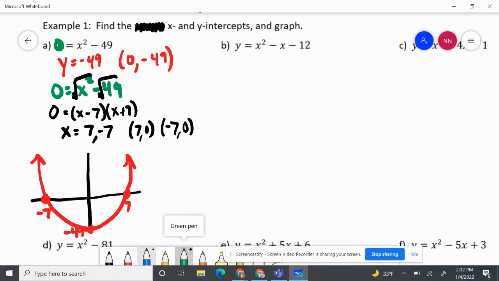Let's look at the next one. For the next one, once again, I'm going to start off with my y-intercept. And my y-intercept is when I plug a 0 in for the x. So that makes it really easy. y is equal to negative 12. So my ordered pair is (0, -12).